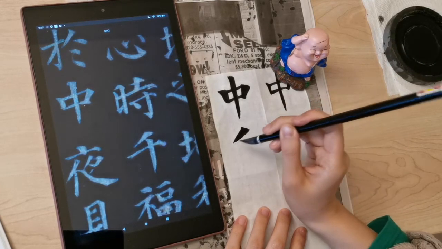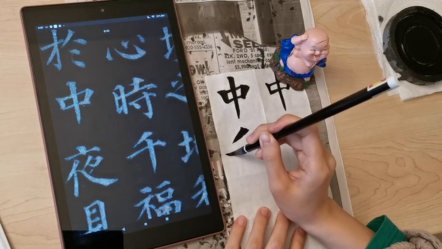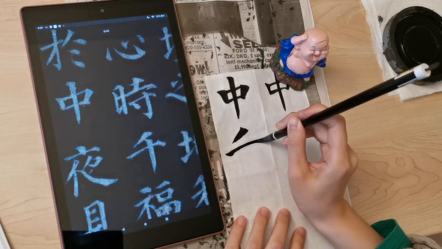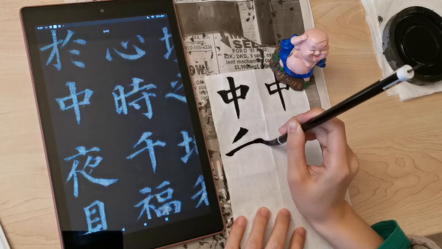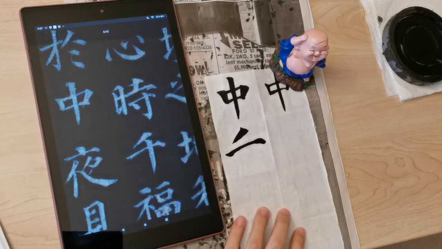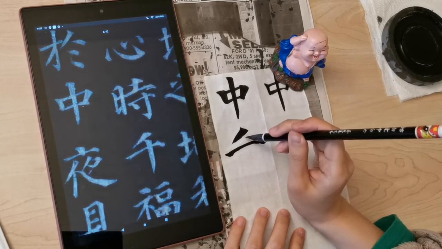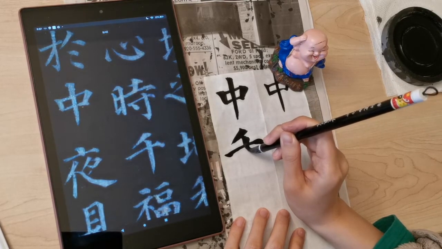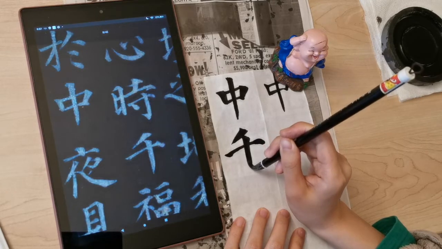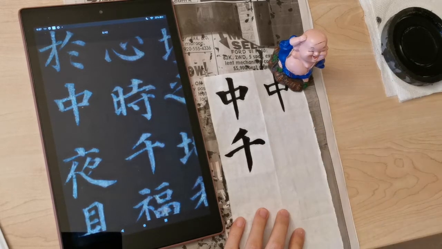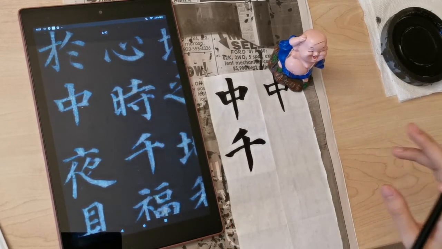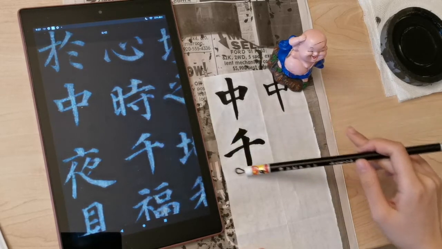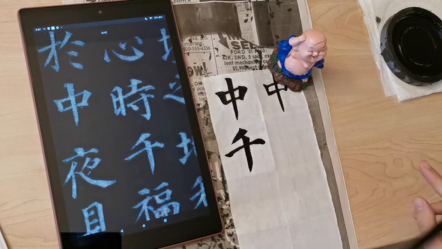Strong. Not as strong. And this one is strong, right? As you can see, it's again almost like a square.